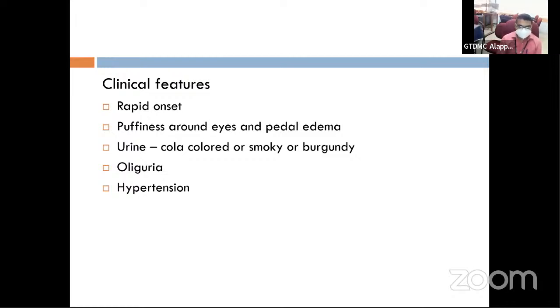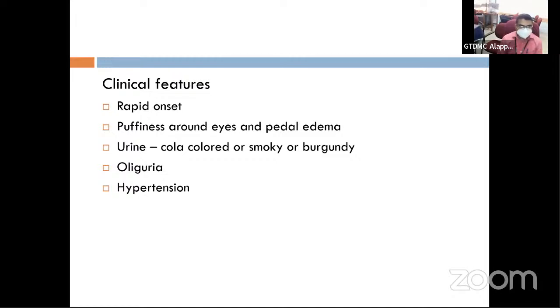Here in nephritis, it is uniformly stained. It is called cola color. This cola color is attributed to acid hematin. Another description of urine is smoky urine, or burgundy urine. These are the descriptions of hematuria in glomerulonephritis, because this color indicates the glomerular origin of the blood, that is, the origin of hematuria is in the upper urinary tract.